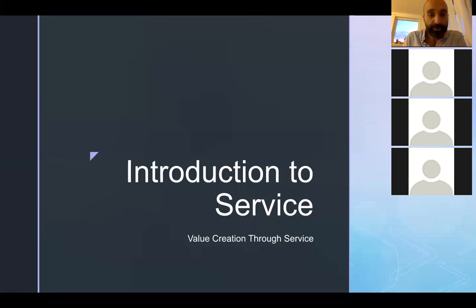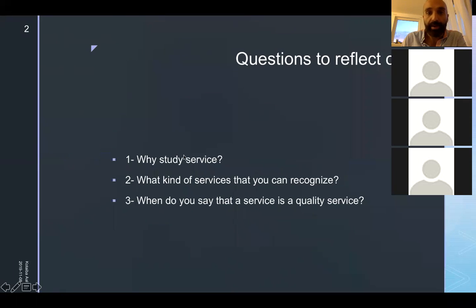So, introduction to service. We're going to learn about what service is and what value creation through service is. And we're going to talk a bit about digital transformation and how service can be understood and can create or influence transformation. Questions we need to reflect on together: Why do we need to study service? What kind of services can we recognize during our work or around us? And when do we say that a certain service has a certain quality?